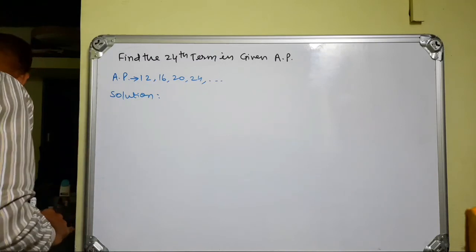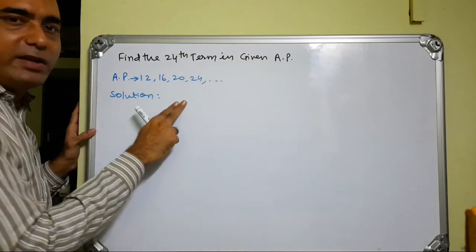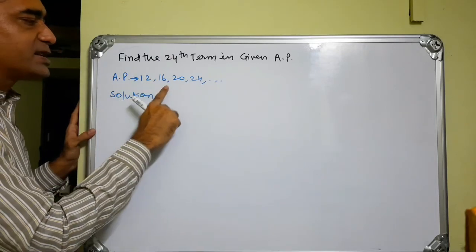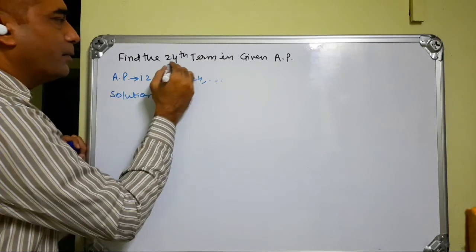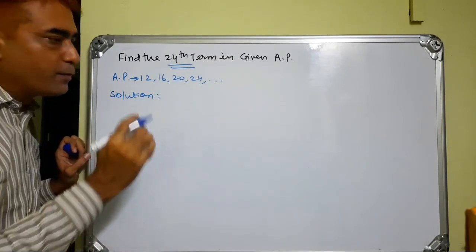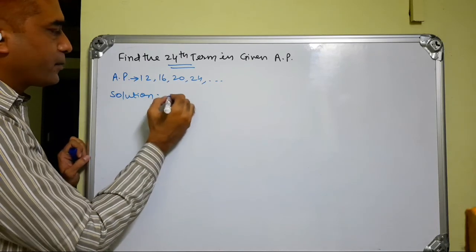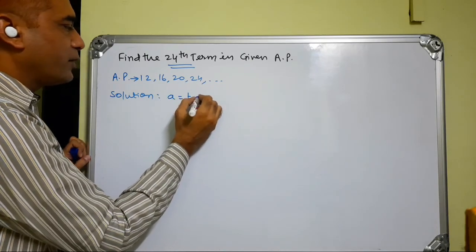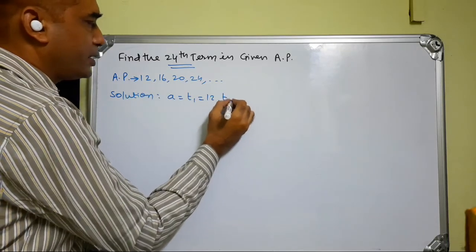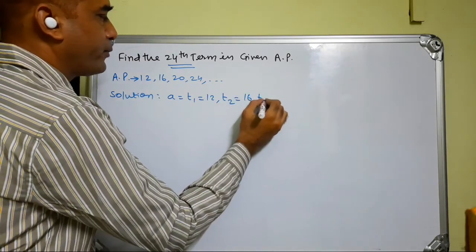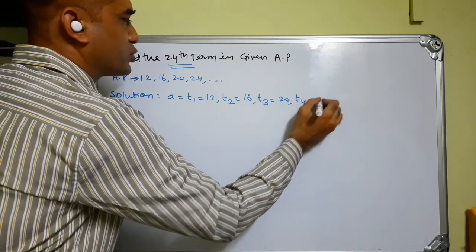Question number 3 is: find the 24th term in the given AP. The given AP is 12, 16, 20, 24 and so on. We have to find the 24th term. Which will be the 24th term? So solution: first we will write that A equals T1. What is A? It is 12. T2 is 16, T3 is 20, and T4 is 24.